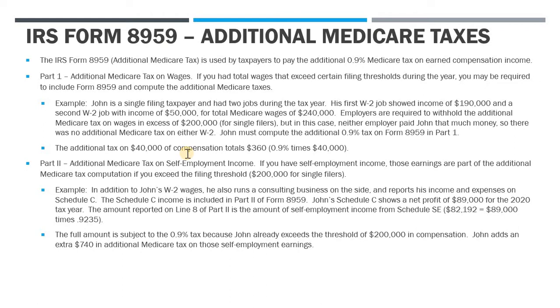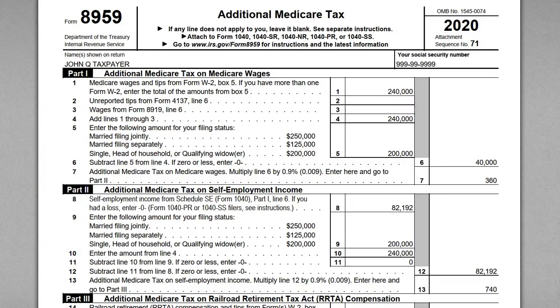So Part 1 is the Additional Medicare Tax on the wages. So if you have wages that exceed certain filing thresholds during the year, you might be required to not only attach this form but pay that additional Medicare tax. So on the form, they do have the filing statuses listed for line 5. So if you're a single filer, this is our example, single filers with $200,000 or more in compensation are going to be subject to this additional Medicare tax. Married filing joint is $250,000. Married filing separately is $125,000.